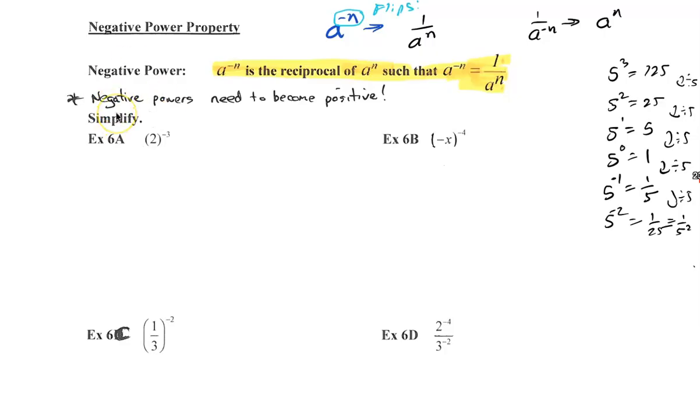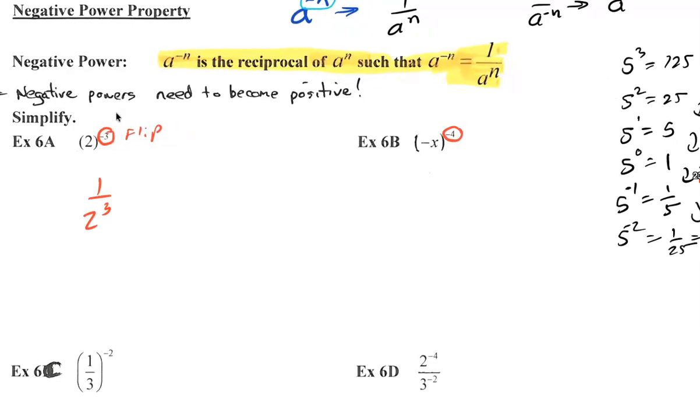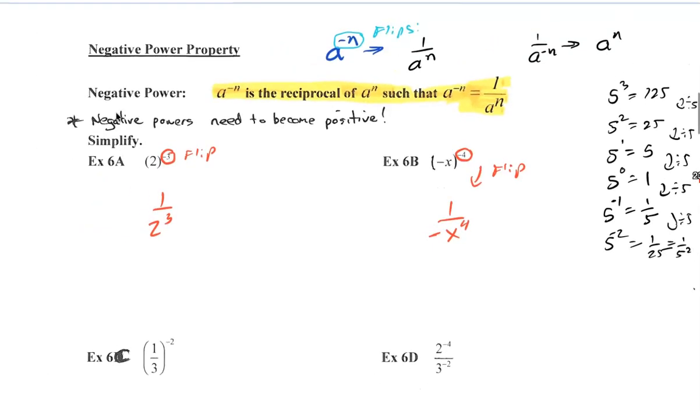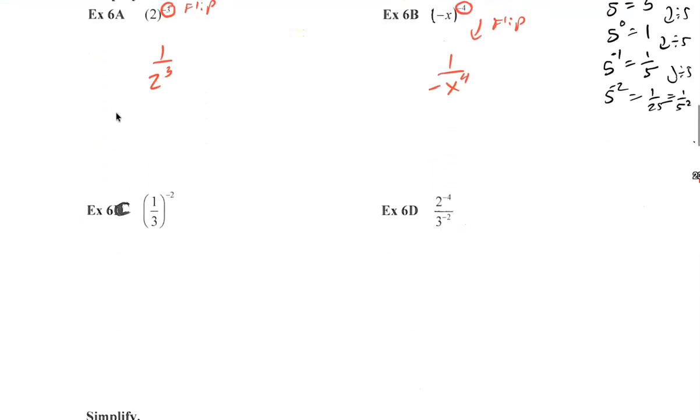So if I was doing this one here, that's a negative power. So I'm going to flip the base. So that becomes 1 over 2 to the 3rd. Right? Sitting over here. It just flips the base. So 1 over -x to the 4th. Right? Going over here. Oh, it is flipped already. It's already a fraction, I should say. But that still flips it. So it flips the base. We're going to flip all this upside down. So that becomes 3 squared. Right, so 3 moves to the top.